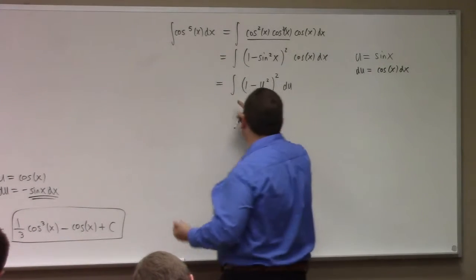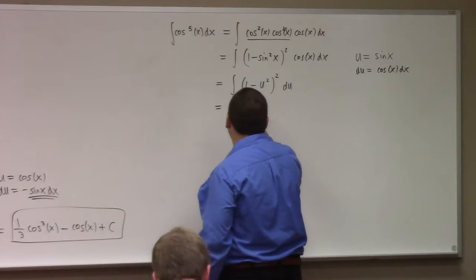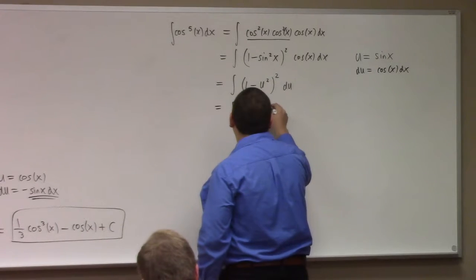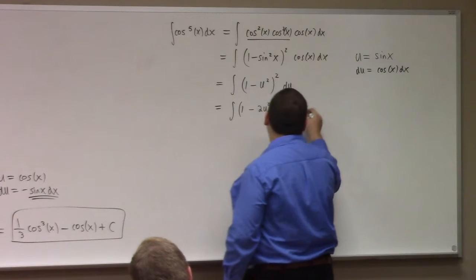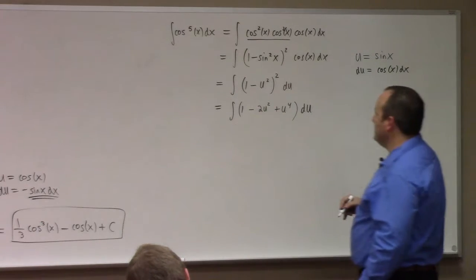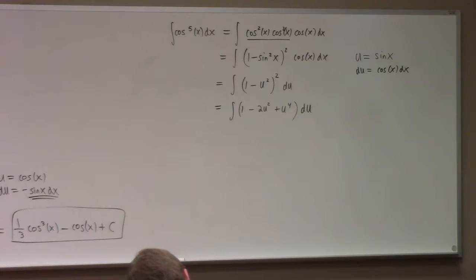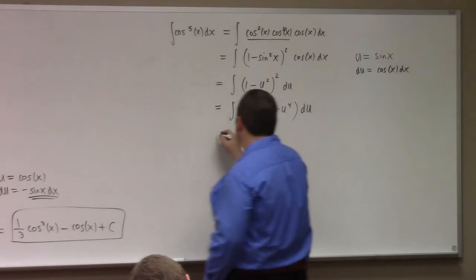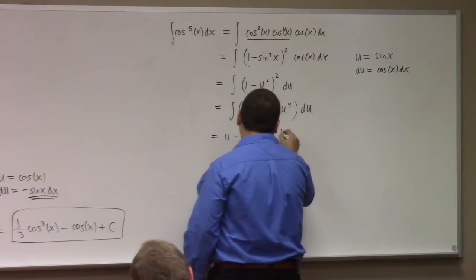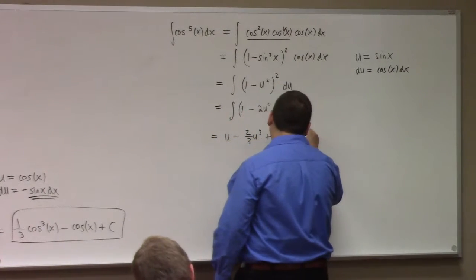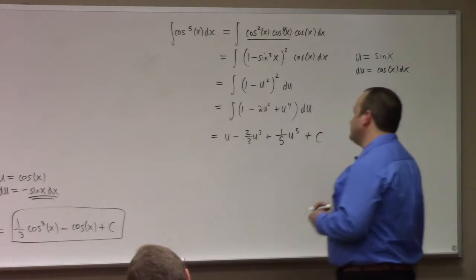And then how do you do this integral? Well, you FOIL it out, right? Did I say FOIL? I feel dirty. You distribute using algebra. We get 1 minus 2u squared plus u to the 4th, and then you can integrate, right? u minus 2/3 u cubed plus 1/5 u to the 5th plus a constant.